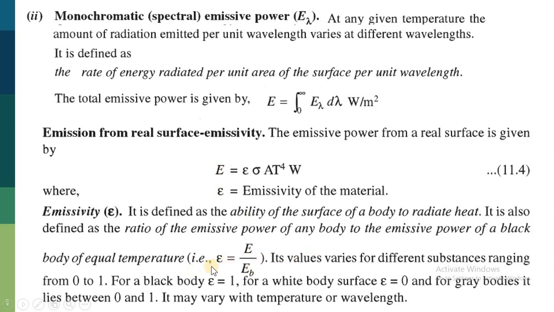The value of this epsilon varies according to the nature of the body. For a black body, epsilon is equal to 1 because it radiates the maximum amount of heat. In case of a white body, it is 0 because a white body does not emit radiation. And for a grey body, meaning a real body, its value ranges from 0 to 1, and it also varies with the temperature and wavelength. So during problem calculation, we have to calculate the value of epsilon for any practical body.